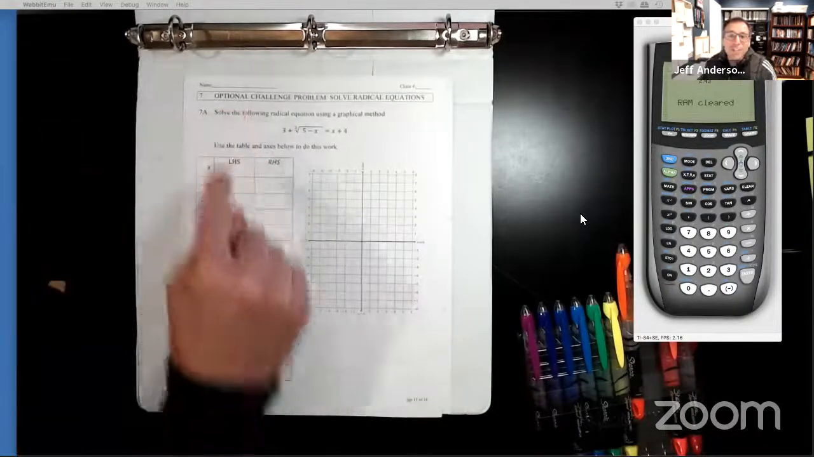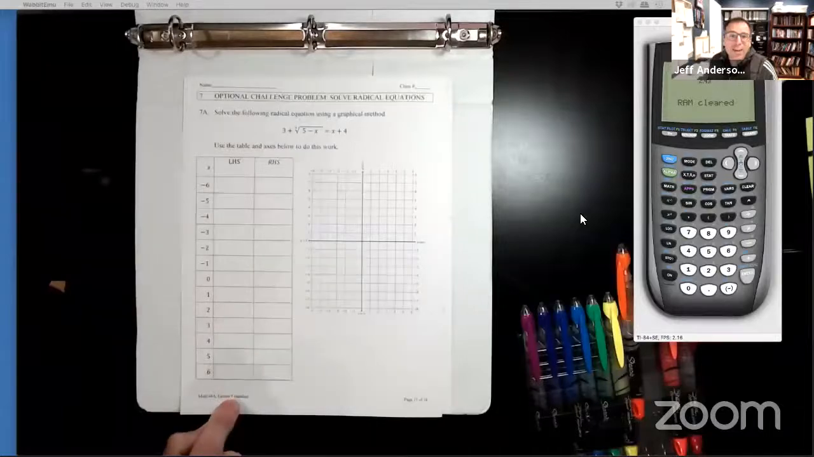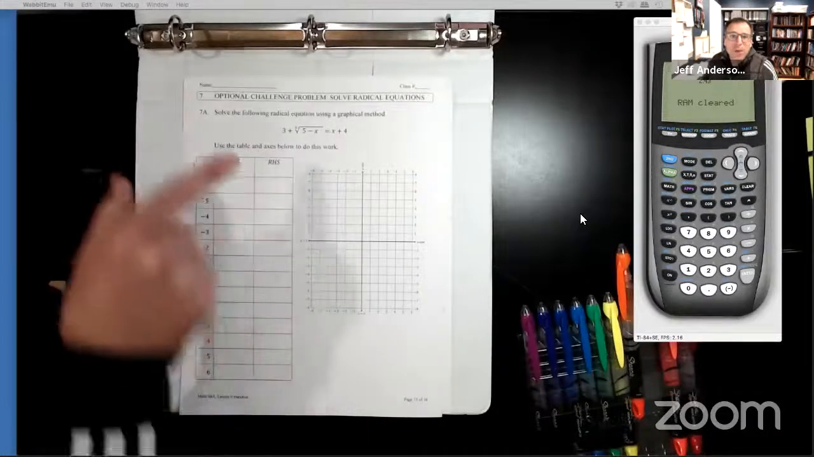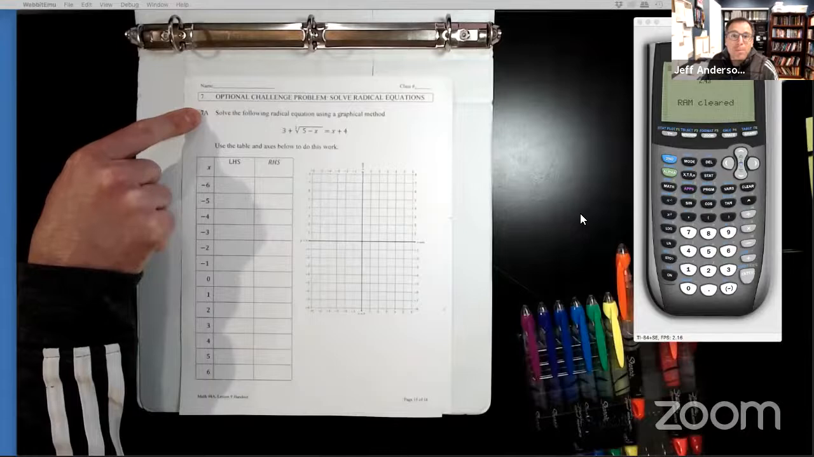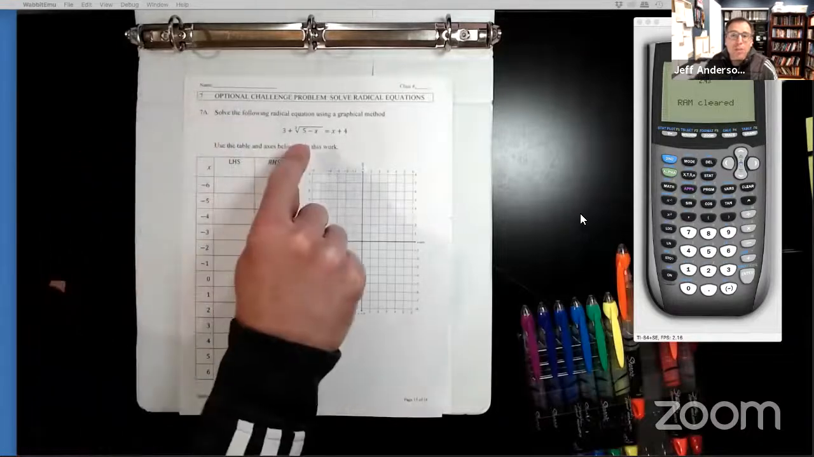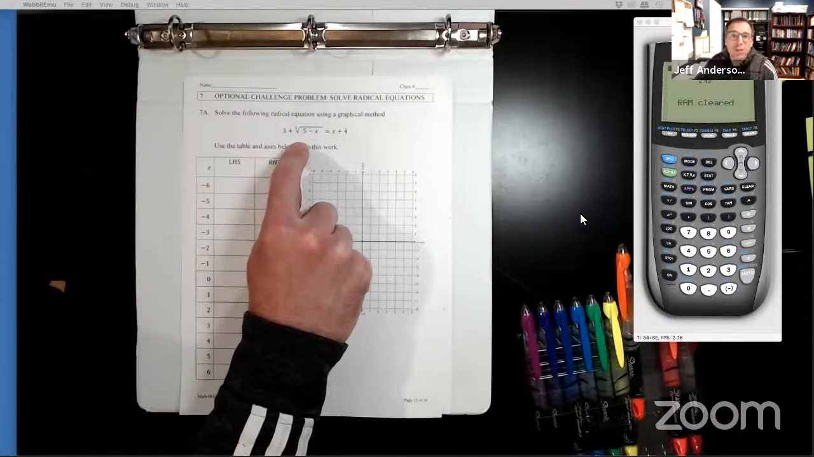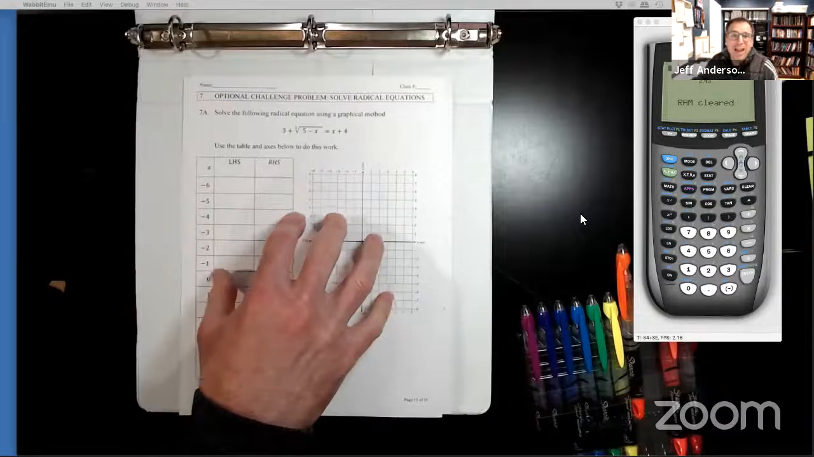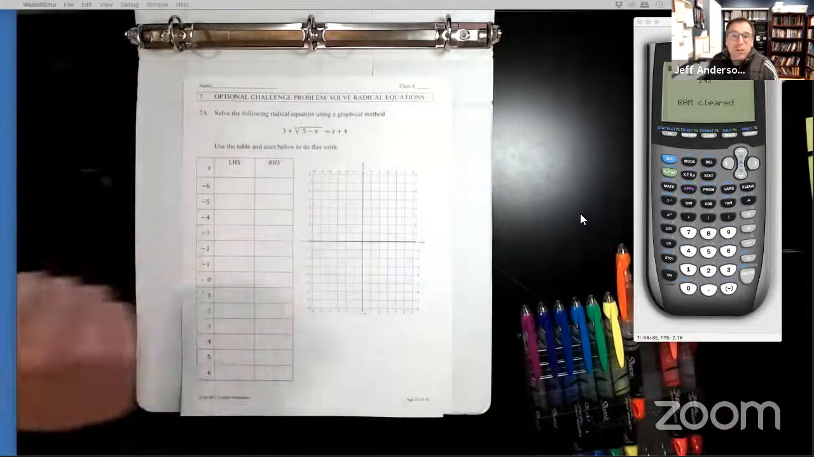We are continuing our discussion in Math 48A of Lesson 9 handout. We're moving on to problem 7A, which is to solve this radical equation using a graphical method. I'm actually going to leave this as a challenge problem for you all.